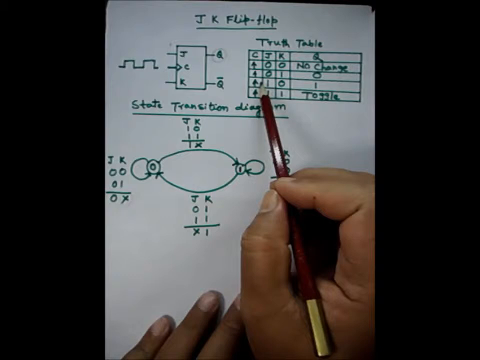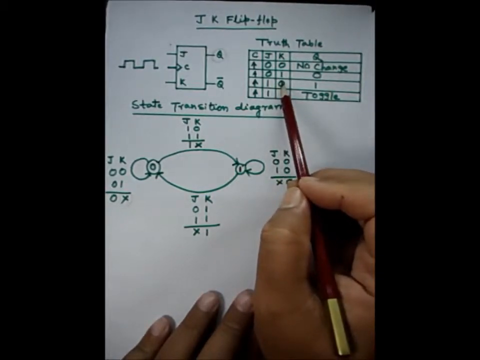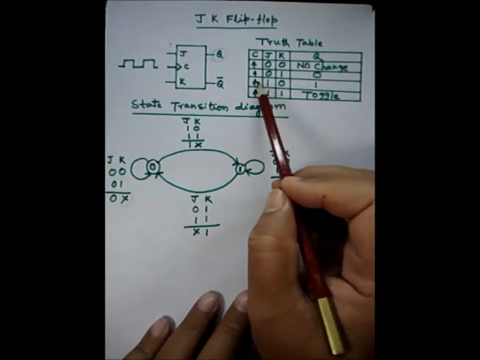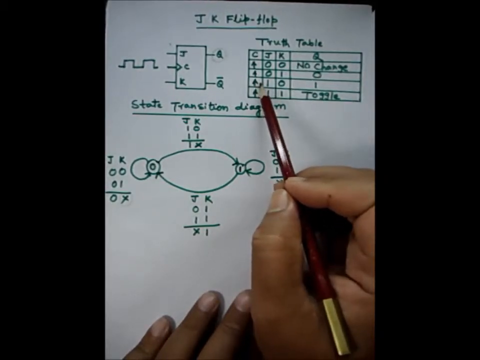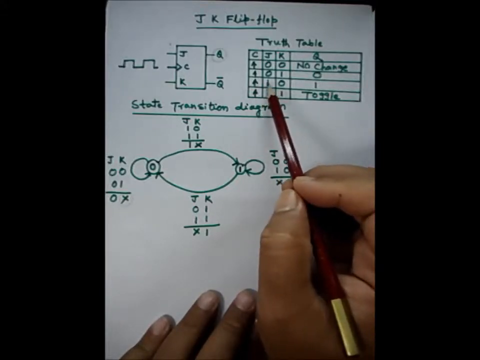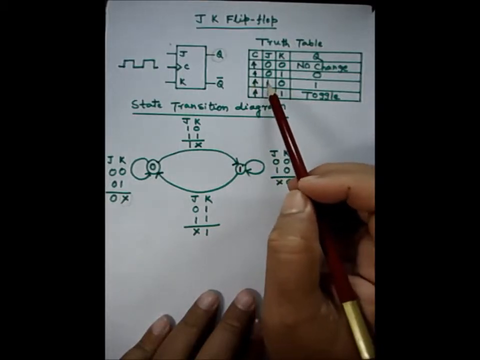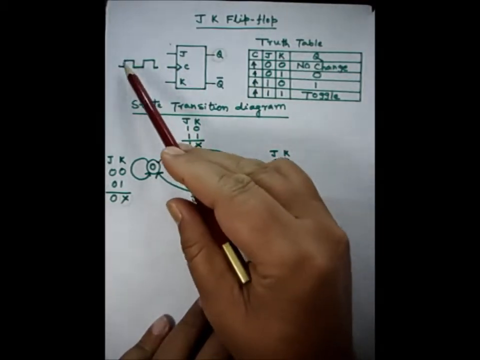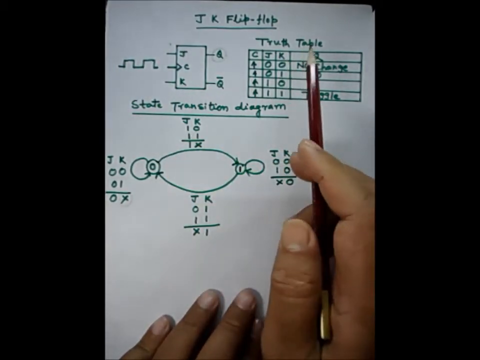You can look at the truth table. If it is j equal to 1, k equal to 0, and with the arrival of the clock pulse, I don't want to say again and again that clock pulse arrival means positive triggered, because we have taken a positive trigger. Therefore, arrival of the clock pulse means positive triggered only.